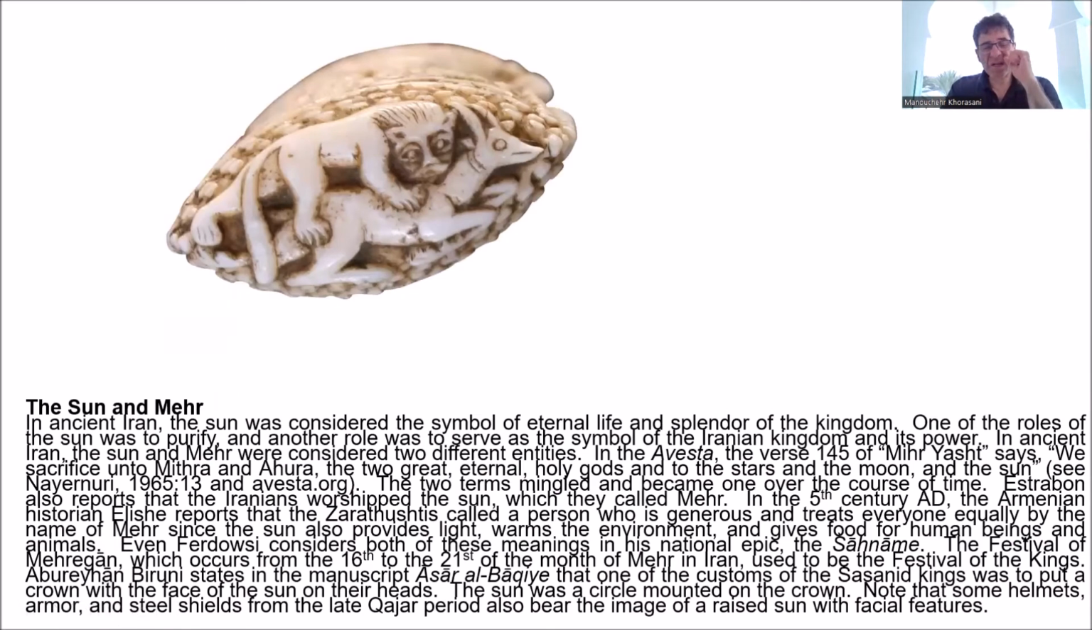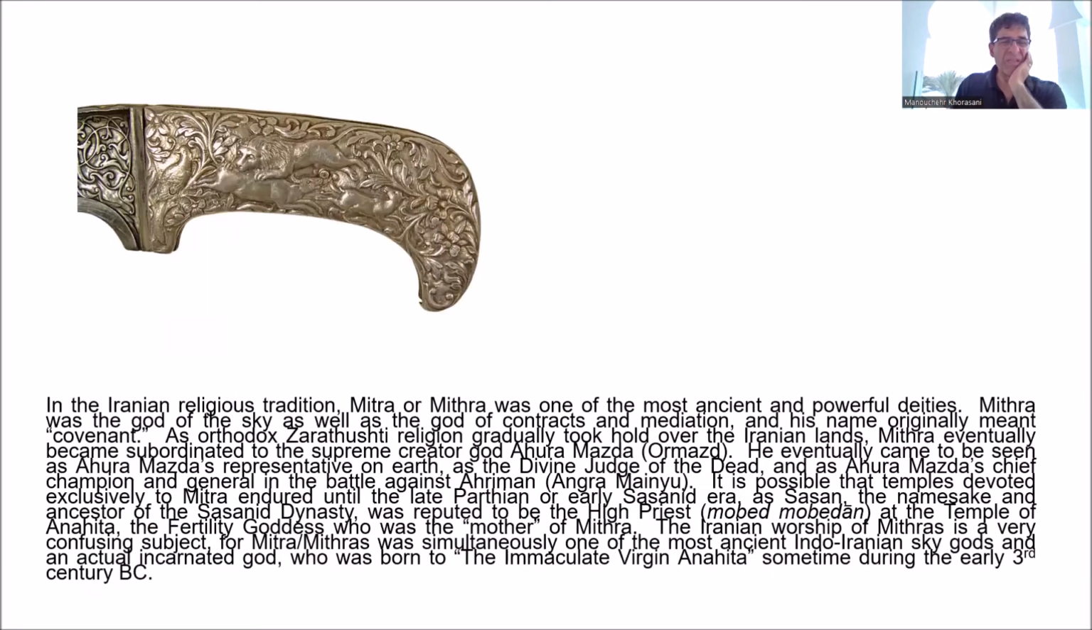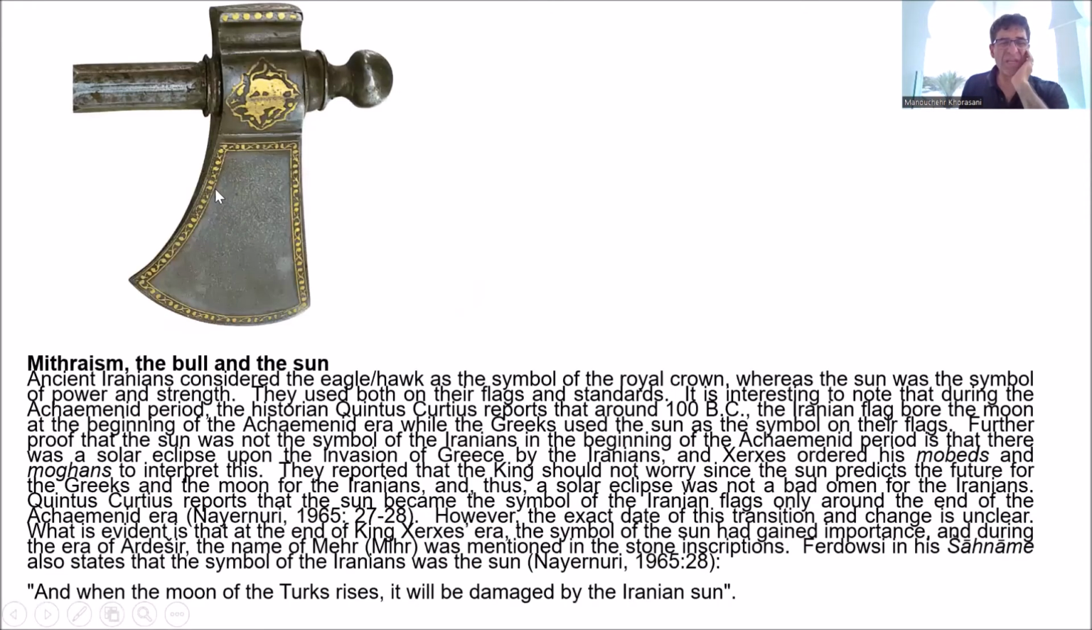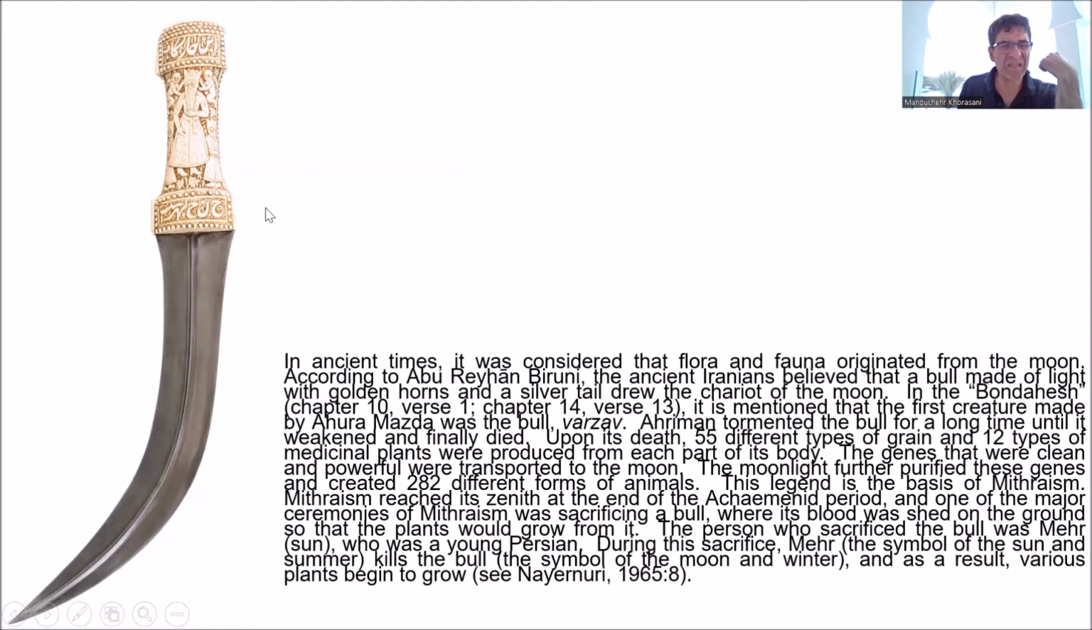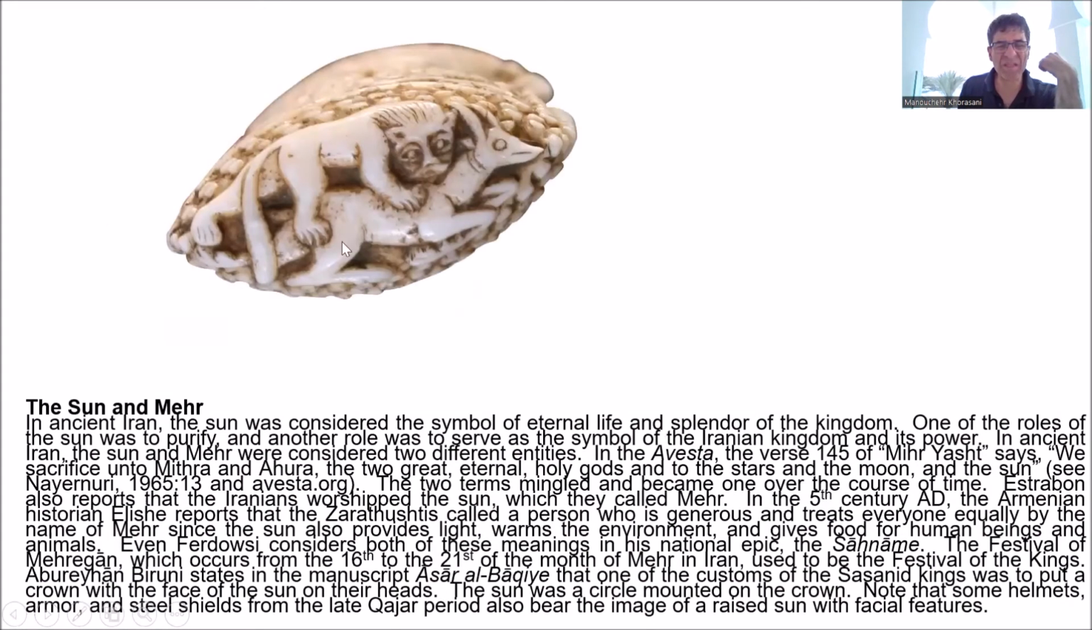The sun and Mer. In ancient Iran, the sun was considered. Look at this. I just wanted to mention that. Look at this. Here you see on a handle. Here, first of all, let me just explain. This is an Afshari period Tabarzin, and you see a lion attacking a bull, and then here a lion is attacking a bull, right? Or an ibex, right? Here you see the same. It's an ibex on the top of the handle of a khanjar.